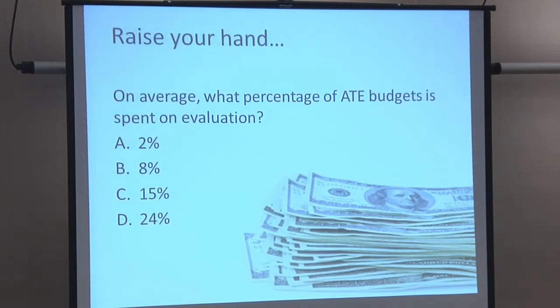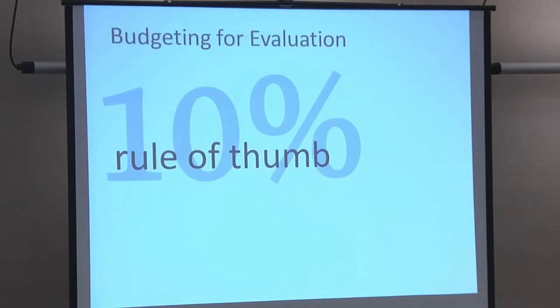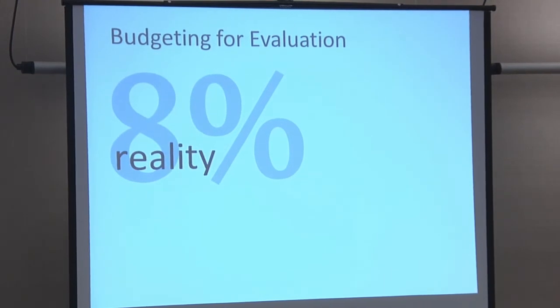All right, so on average, what percentage of ATE budgets are spent on evaluation? Raise your hand if you think it's 2%. No peeking. 2%, 8%, 15%, 24%. Okay, now you can peek. That one wasn't listed, was it? No. As a rule, in overall evaluation, 10% is the rule of thumb. But for ATE, the reality is 8%. So the majority of you were correct about the 8%.